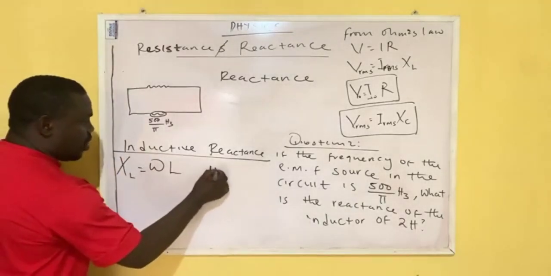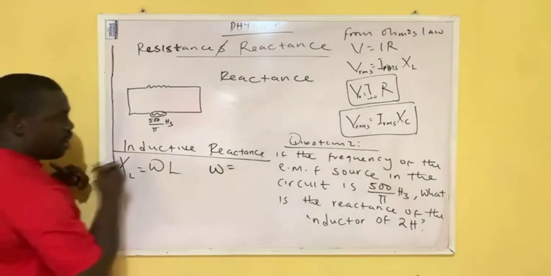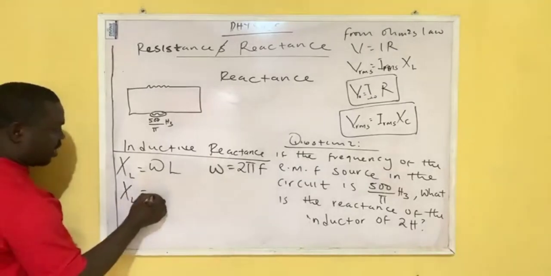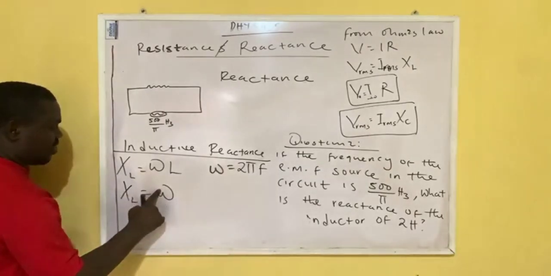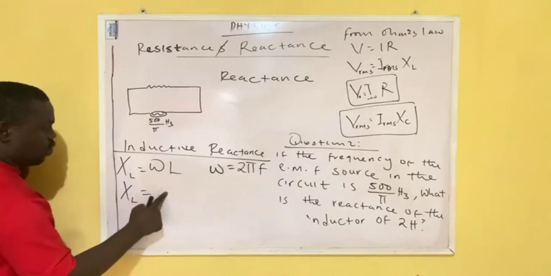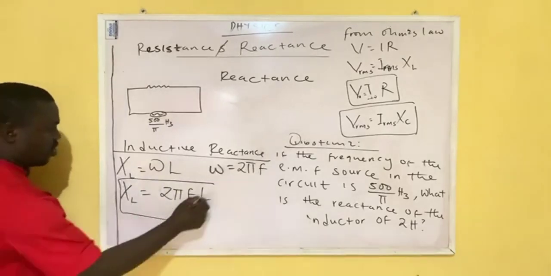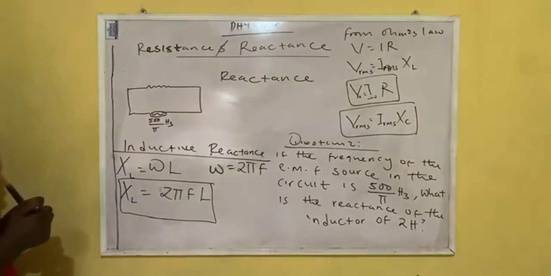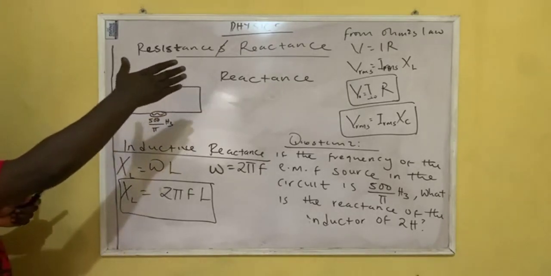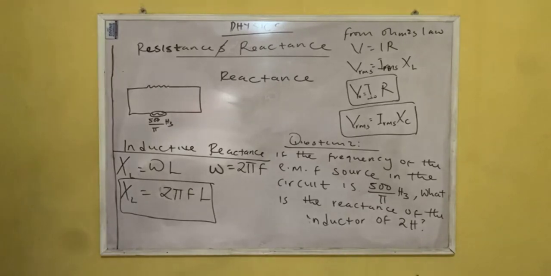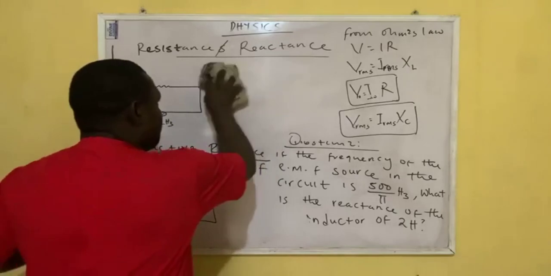Now, you know that this is also the same as 2 pi f. Therefore, our XL is now given as, instead of this, replacing it with 2 pi f, so we have 2 pi fL. This is it now for our inductive reactance. And of course, I'm going to relate it with Ohm's law. I've even written it. I told you I've done the video before, so I'm just writing again. Now, for your capacitive reactance, I don't want to wipe the board again, so please kindly bear with me.